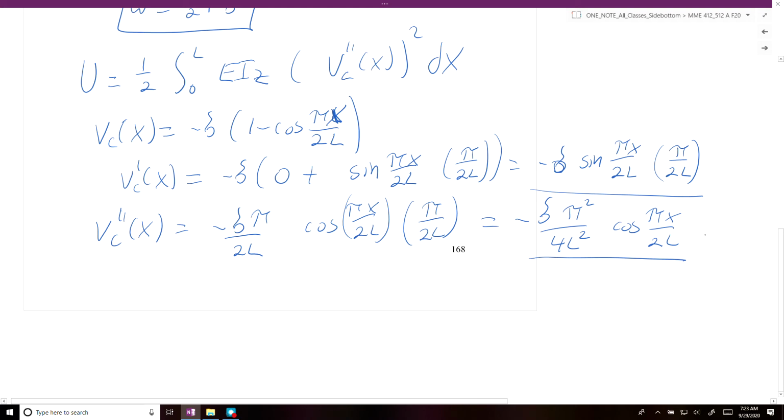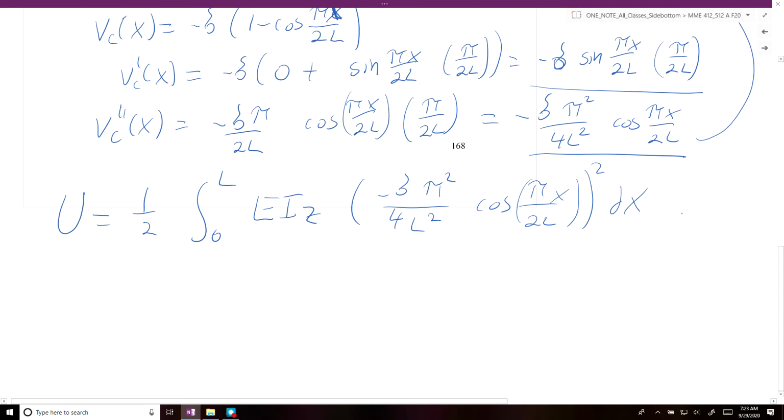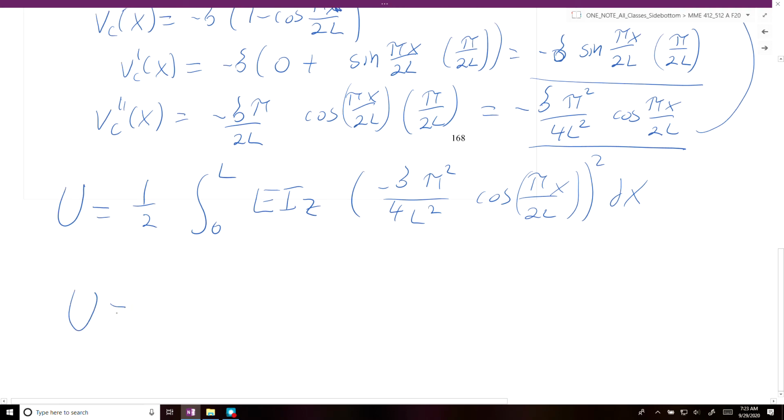So what we're going to do now is plug this term into our original integral and solve for U. So U is going to be equal to 1/2 the integral from 0 to L of EI times negative delta pi squared over 4L squared cosine of pi x over 2L, squared, dx.